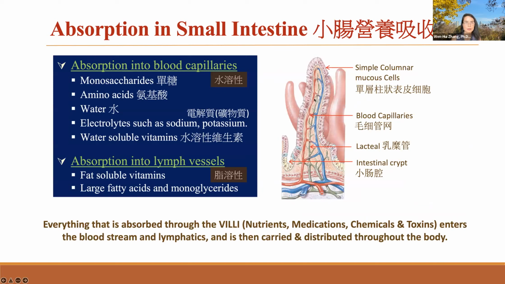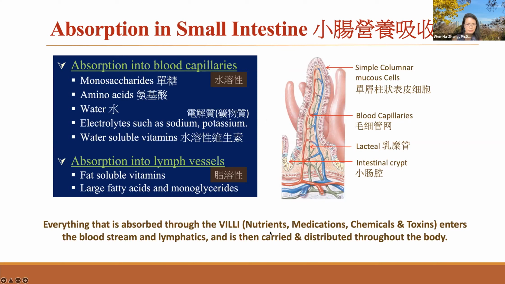The absorption in the small intestine, that's for the water soluble, like monosaccharides from carbohydrate, amino acids from protein, water, electrolytes, including other minerals and water soluble vitamins. These are absorbed into blood circulation through the blood capillaries. And fat soluble vitamins and fatty acids, they're absorbed into the lymphatic system.